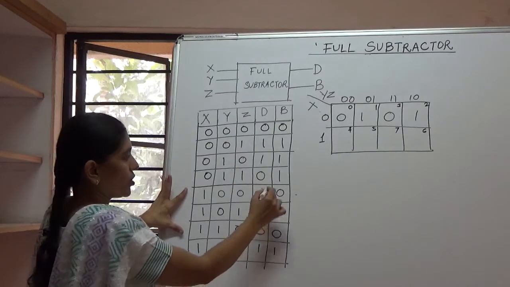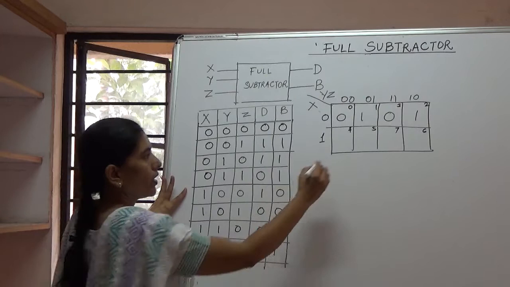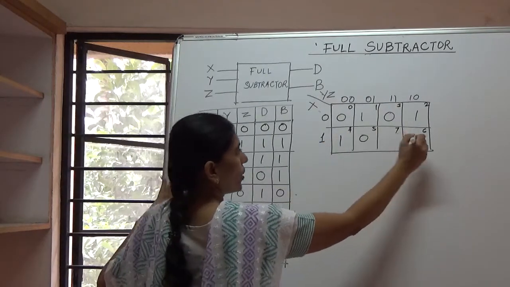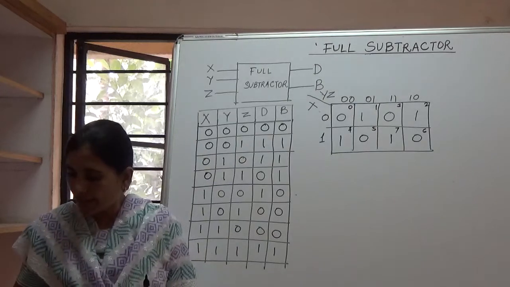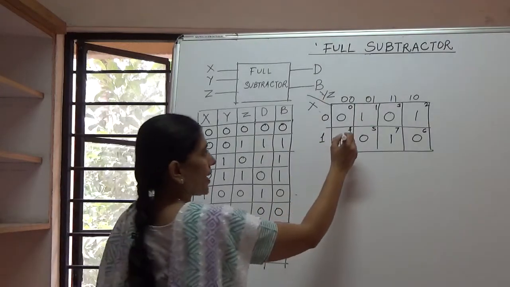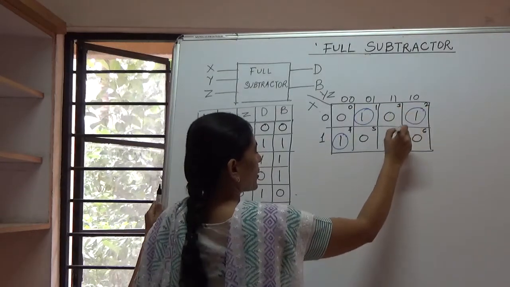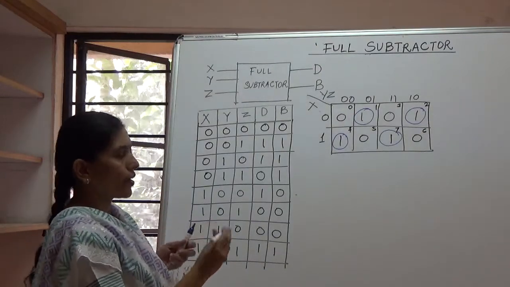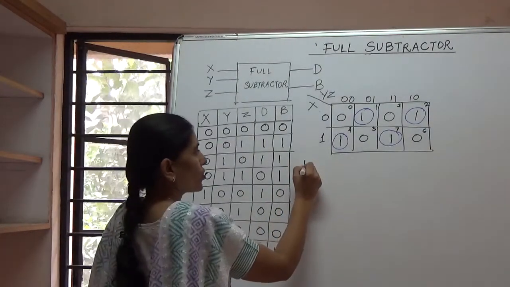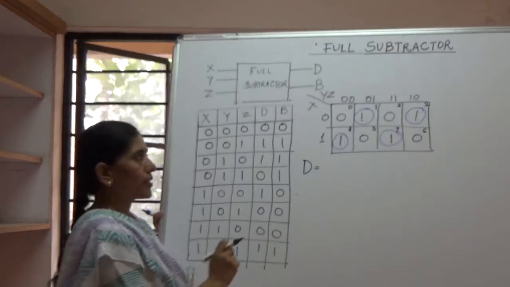For the next four combinations, the difference is 1, 0, 0, 1. Now as you can see, none of these ones can be combined with other ones to form bigger groups. So they need to be taken as individual ones, and therefore the difference equation has to be written for a product of each of these ones.